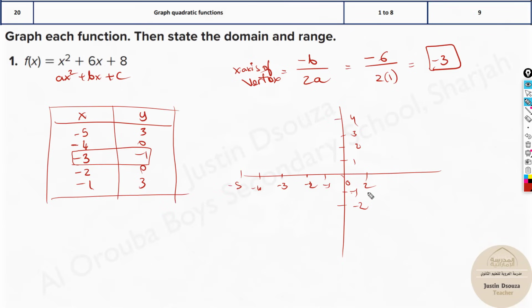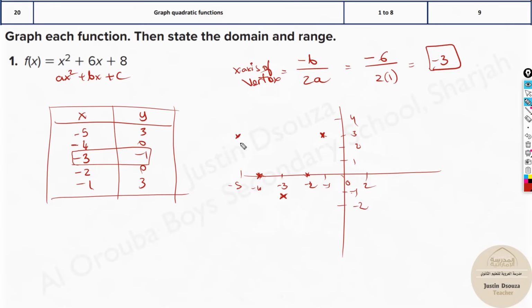Now at -3, we need to select the point -1. That's over here. That is the vertex point. Now, what else? We can start with any other point. It's better to start with the vertex and then choose any. I'll choose -5 is at 3. -5 and 3 is over here. -4 is at 0, so it'll be over here. -2 is at 0 again. Yes, these points must be symmetrical, and over here it'll be -1 and 3.